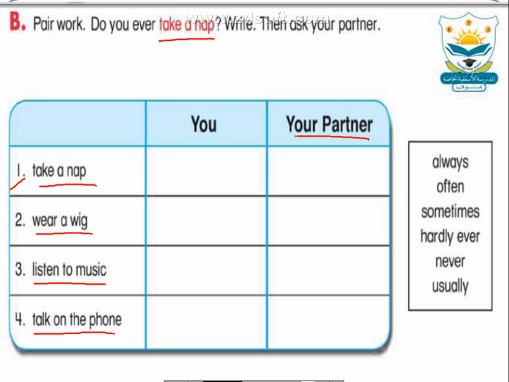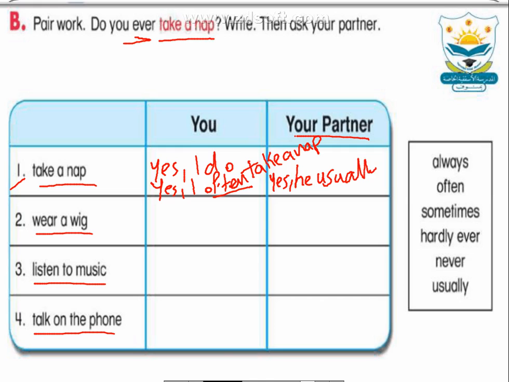Okay? Number 1, take a nap. The question is, do you ever take a nap? For me, yes, I do. Or yes, I often take a nap. Here I am using adverb of frequency. And if I am talking about my friend, I will say yes, he usually takes a nap.